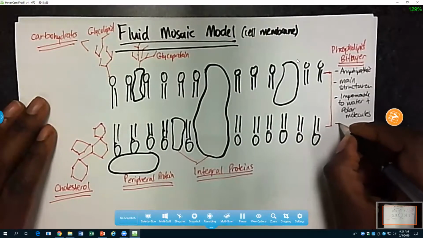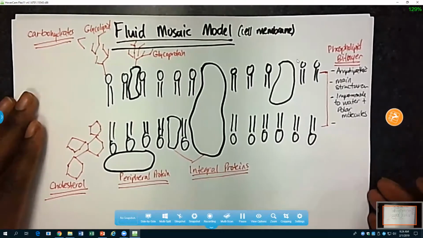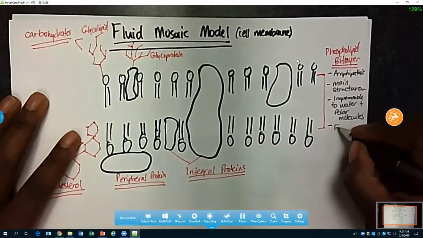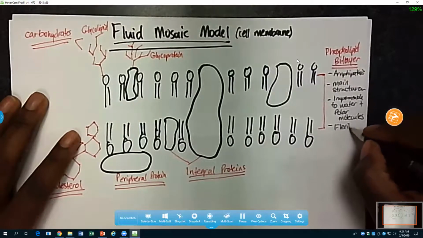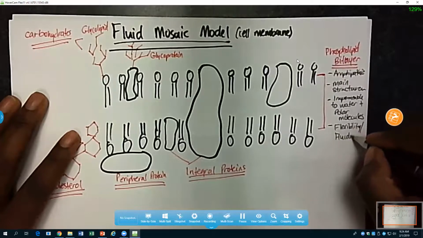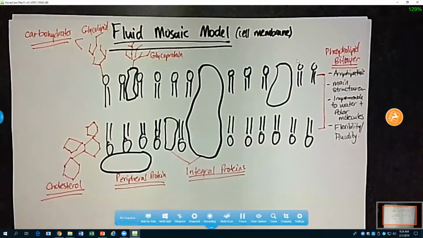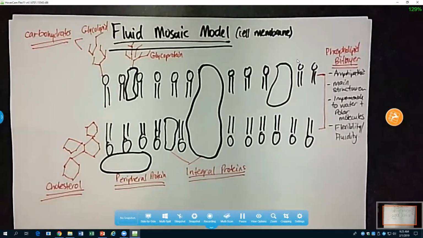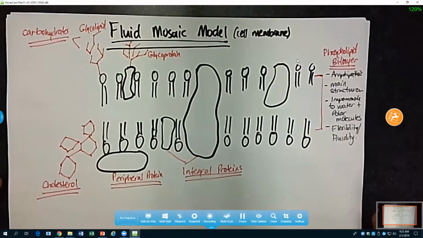Now the phospholipid bilayer also gives a certain amount of flexibility and fluidity to the membrane, right? Flexibility and fluidity. And as you mentioned before, this membrane is not rigid, it's not fixed, it's very movable, and that's going to help in giving a certain amount of function to cellular membranes, be it in the mitochondria, around the cell, and so on and so forth, right? That flexibility or fluidity.